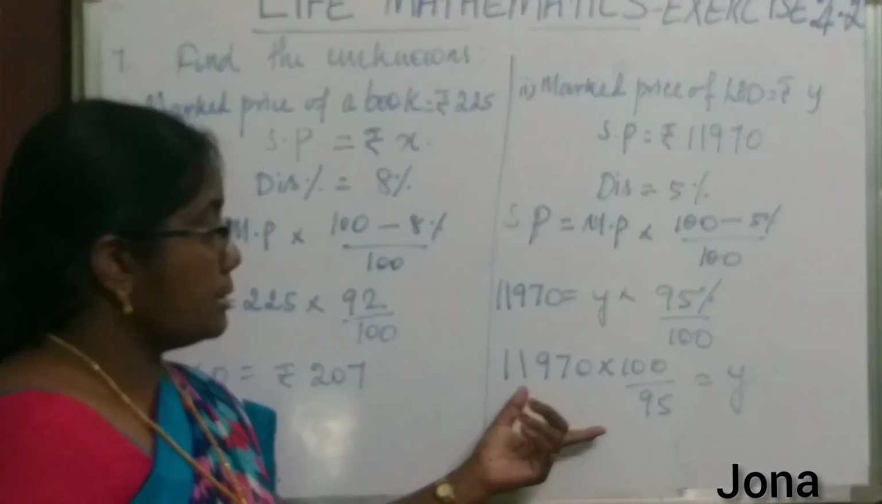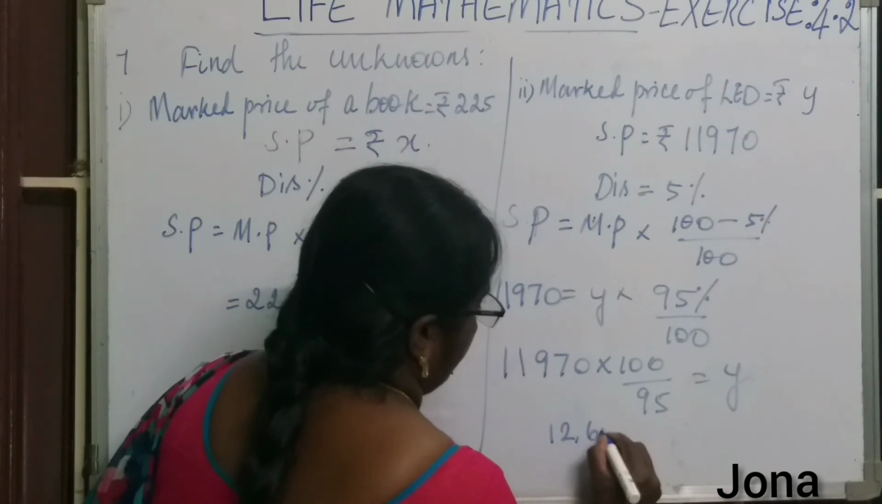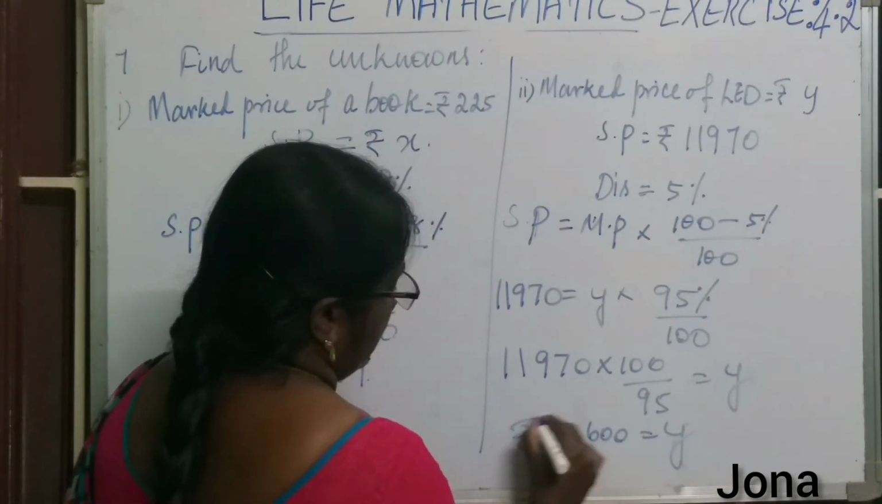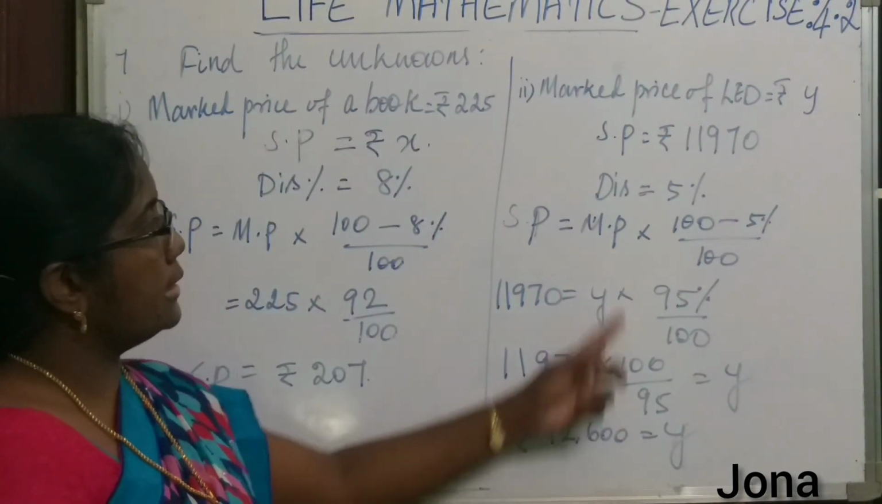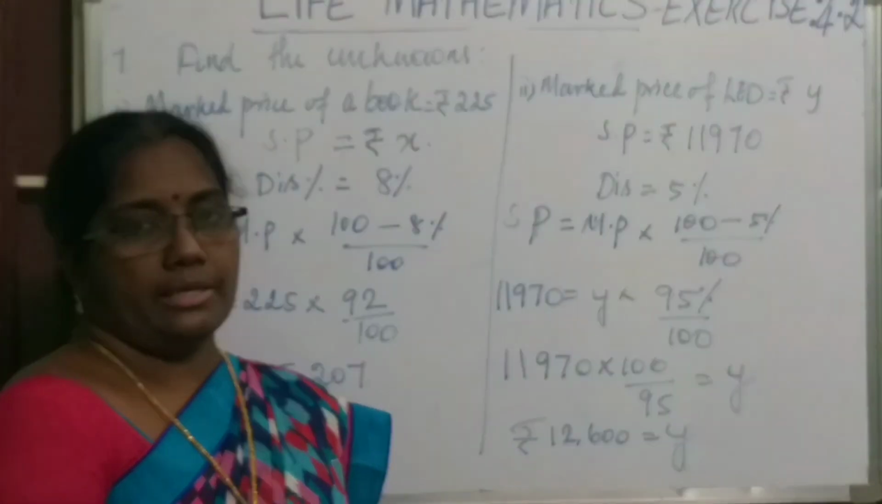Okay. So if we simplify this, we will get this. So Y is nothing but rupees 12,600. It's nothing but mark price of the LED TV here.